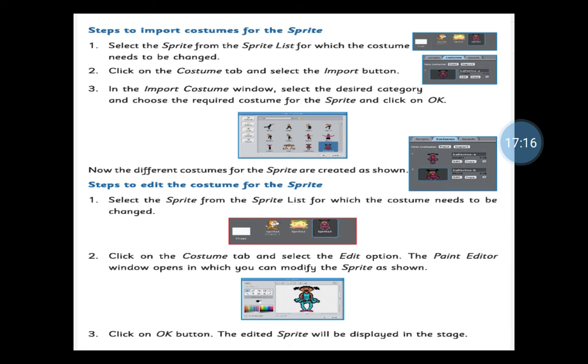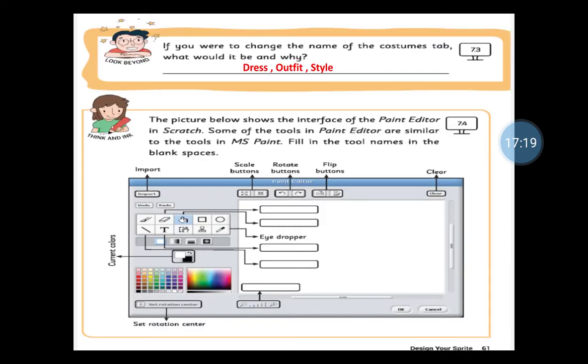Okay. Next activity is there. Look beyond, activity 7.3, page number 61. Here, if you were to change the name of the Costumes tab, what would it be and why? Costume means you are changing the dress of the sprite, right? You are changing the style or dress, that is here costume. So if you want to change the Costumes tab name, what name would you give and why?